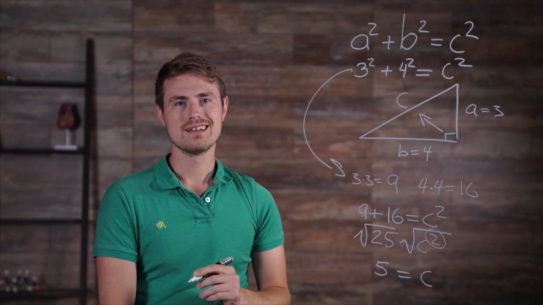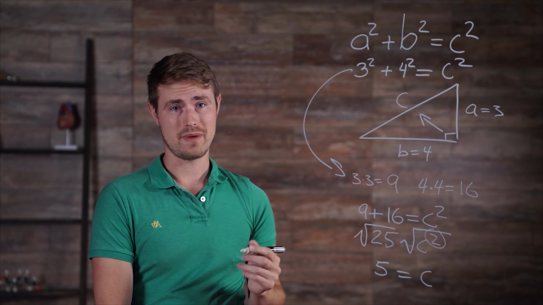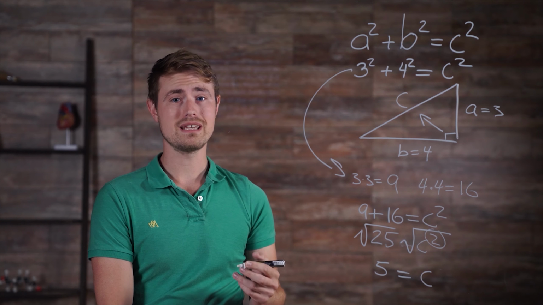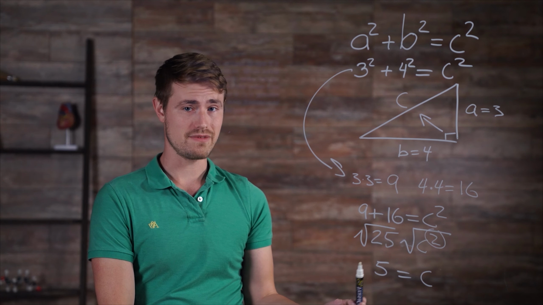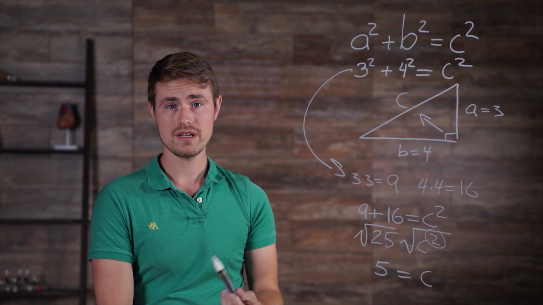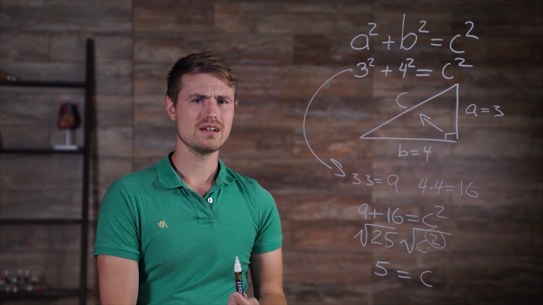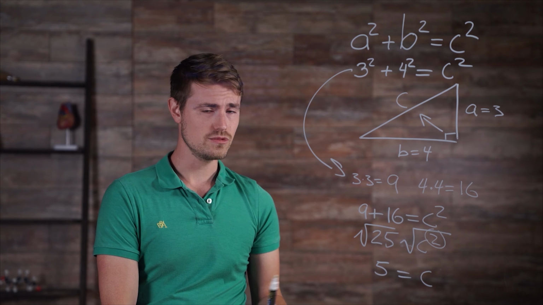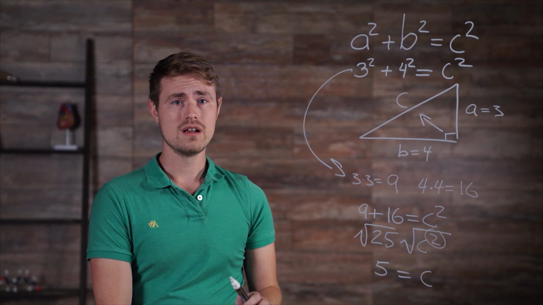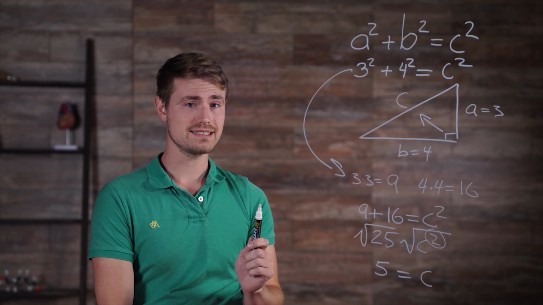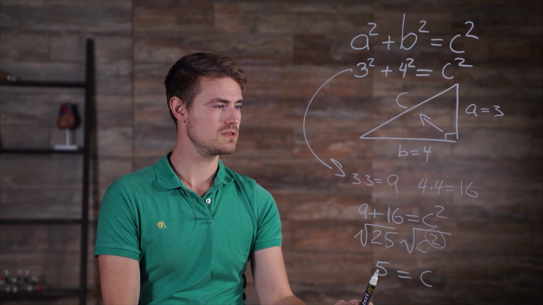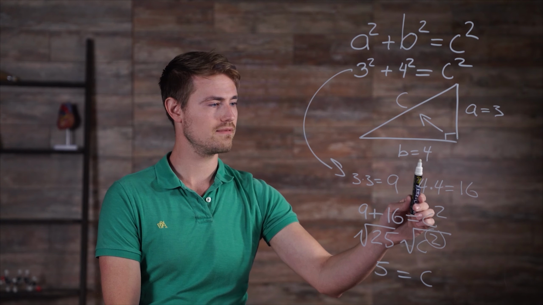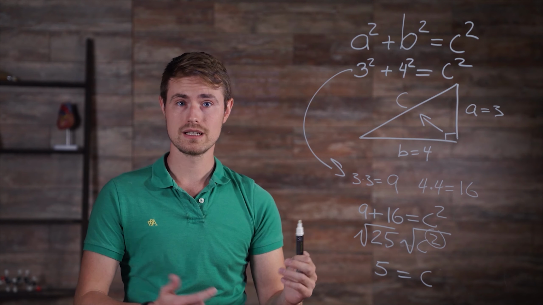Look at that. It's always good to check our answer to see if it makes sense. Since we're finding c, it should be longer than any of the other two sides, and 5 is greater than both 3 and 4. Also, because of the triangle inequality theorem, which is something we'll get to in a later video, the hypotenuse must be less than the sum of the other two sides, which means 5 has to be smaller than 3 plus 4, which it is.